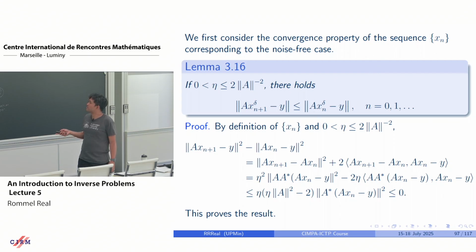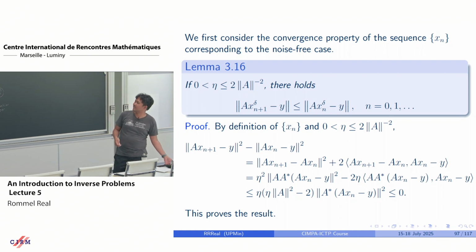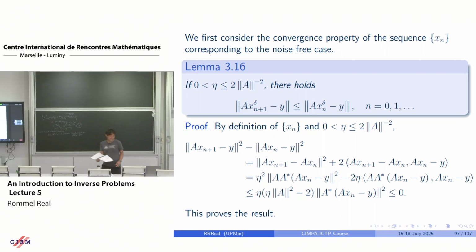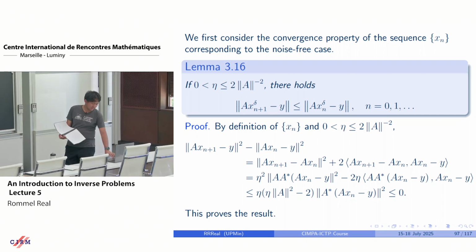So first we consider the convergence property of the sequence of iterates from the Landweber iteration when we have inexact data instead. And that leads us to this helpful lemma over here. This tells us that for a step size that is small enough, as emphasized here, let's say if eta is between 0 and some multiple of 1 over the square of the norm of our matrix, then the residuals decrease rather than increase.